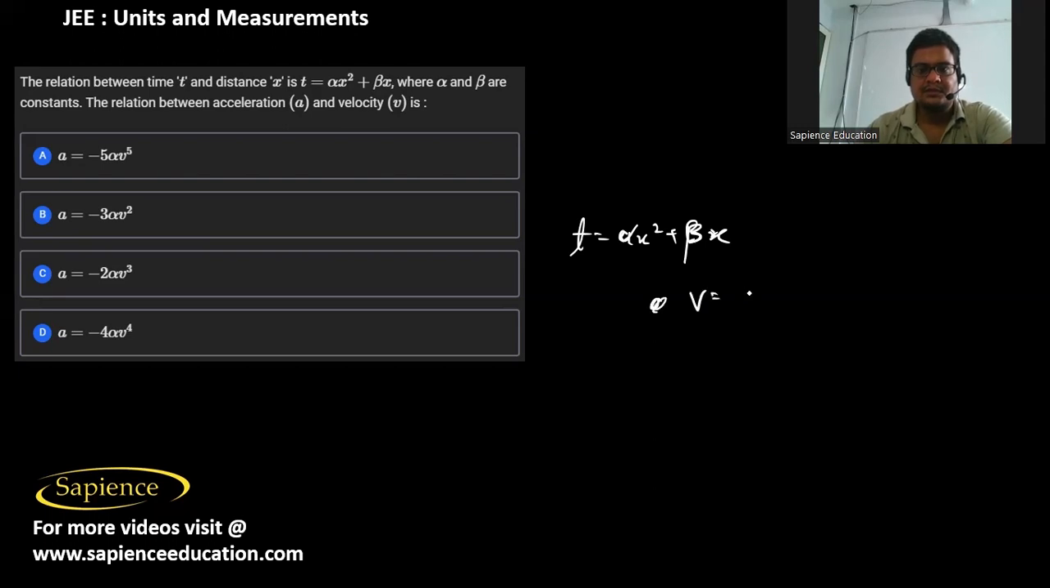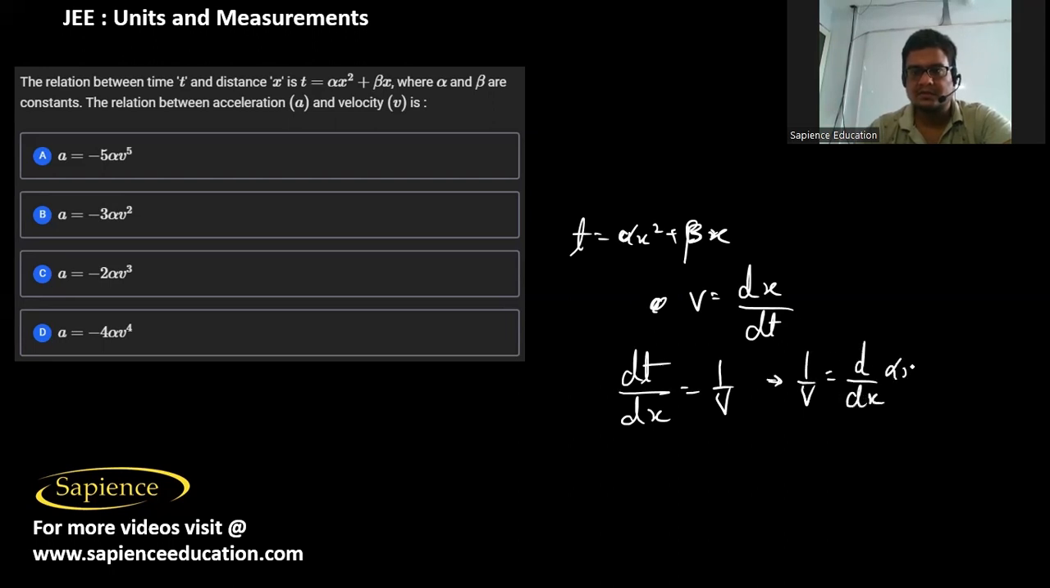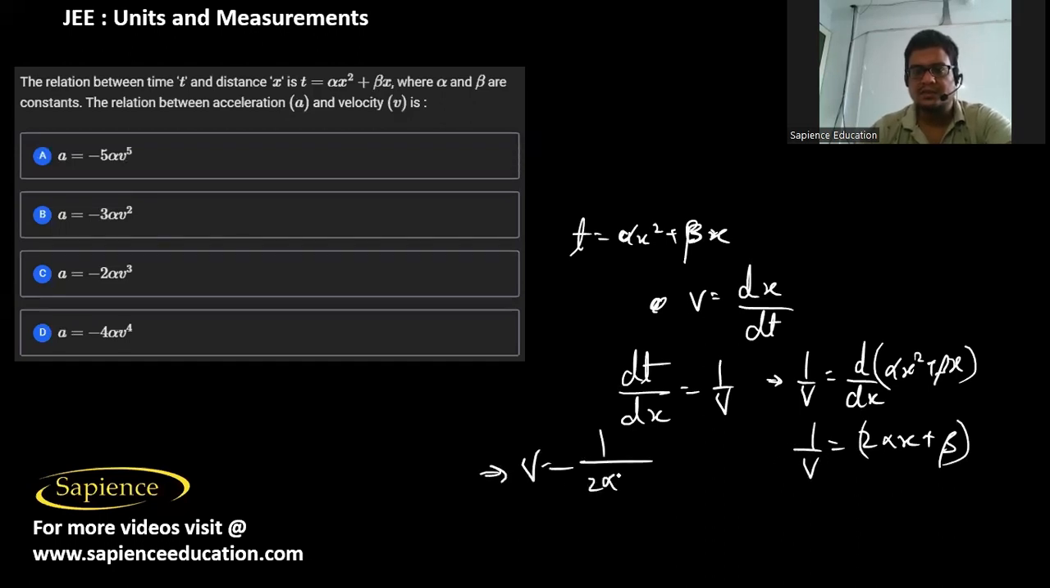So velocity is dx by dt. If we find dt by dx, that will be equal to 1 by v. So 1 by v is equal to dt by dx, that is d by dx of alpha x square plus beta x, which will be equal to 2 alpha x plus beta. That is 1 by v. So v equals 1 by (2 alpha x plus beta).